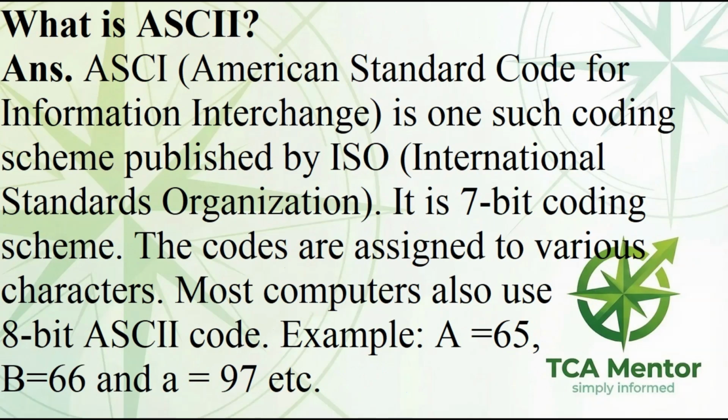What is ASCII? ANS. ASCII, American Standard Code for Information Interchange, is one such coding scheme published by ISO, International Standards Organization. It is a 7-bit coding scheme. The codes are assigned to various characters. Most computers also use 8-bit ASCII code. Example, A equals 65, B equals 66, and a equals 97, etc.